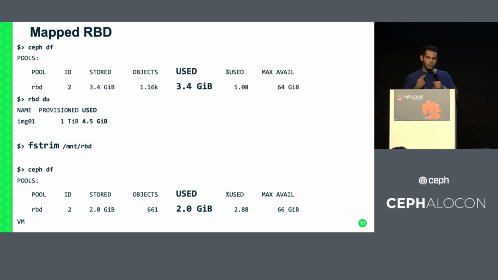So the solution here is to run fstrim on the file system. So you will deallocate all the unused blocks. And we see that ceph df goes back to what is expected. So 1.5 GB for the data, 0.5 for the XFS overhead. It looks good.